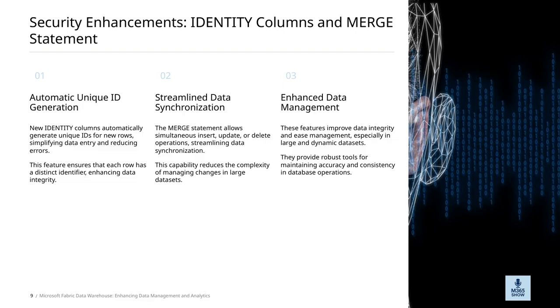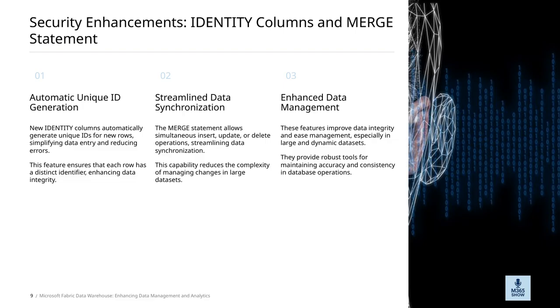On the other hand, identity columns automatically generate unique IDs for new rows as they are added. This simplifies data entry because you don't have to manually assign IDs, and it also helps prevent errors. Each row gets a distinct identifier, which is crucial for maintaining data integrity and making sure your datasets are reliable. Overall, these features are game changers for handling large, complex data environments. They help ensure your data stays accurate, consistent, and easy to manage, key aspects that support robust data management and effective analytics.